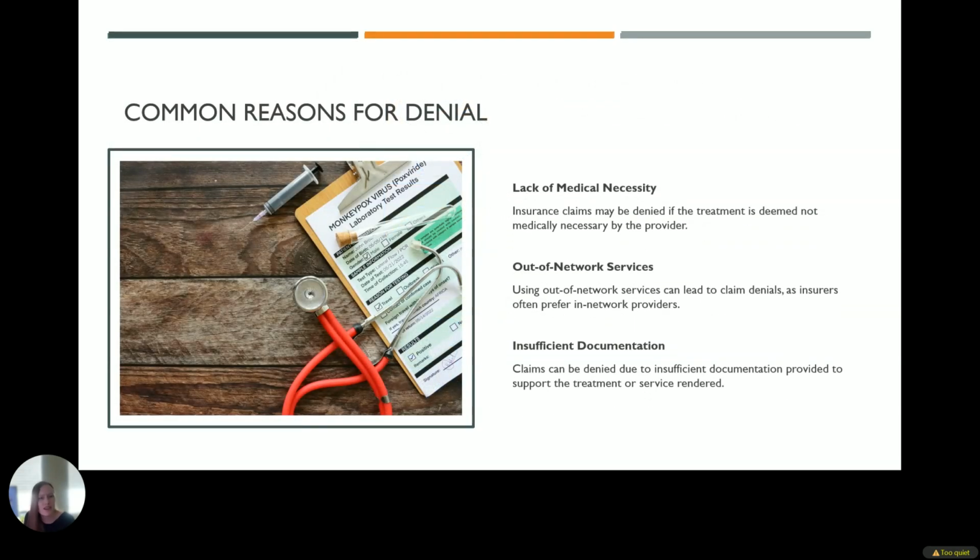Insurance claims really can be denied for various reasons, including lack of medical necessity, out-of-network services, or insufficient documentation. Understanding these reasons can really help you address them in your appeal. Out of these three common reasons for denial, one denial that really stands out the most is lack of medical necessity. Unfortunately, insurance companies usually use the lack of medical necessity as a catch-all if they feel that they don't want to provide coverage for your claim.